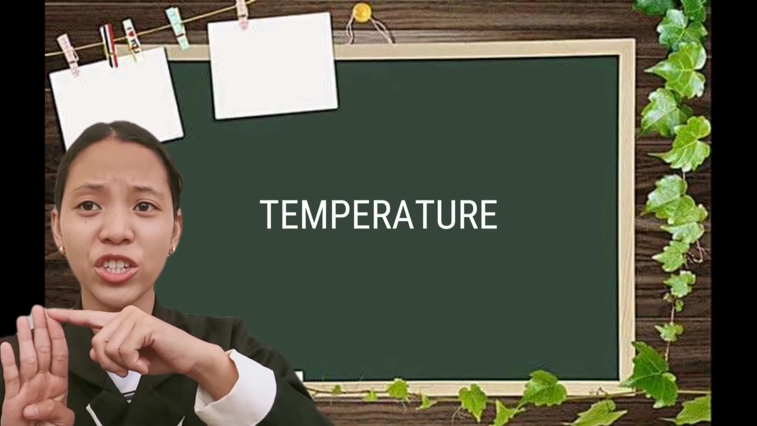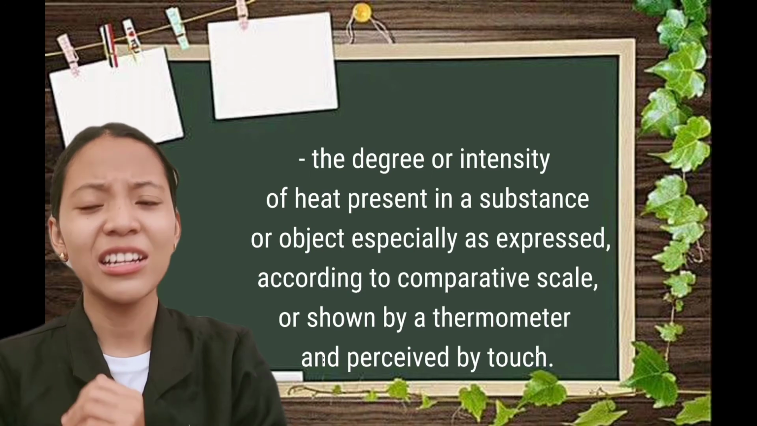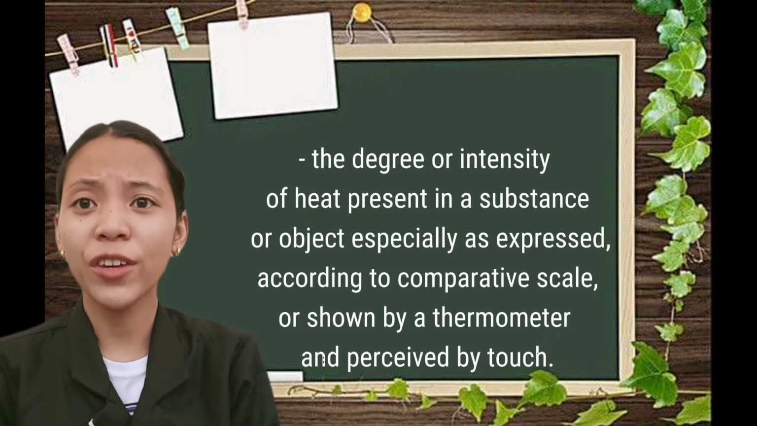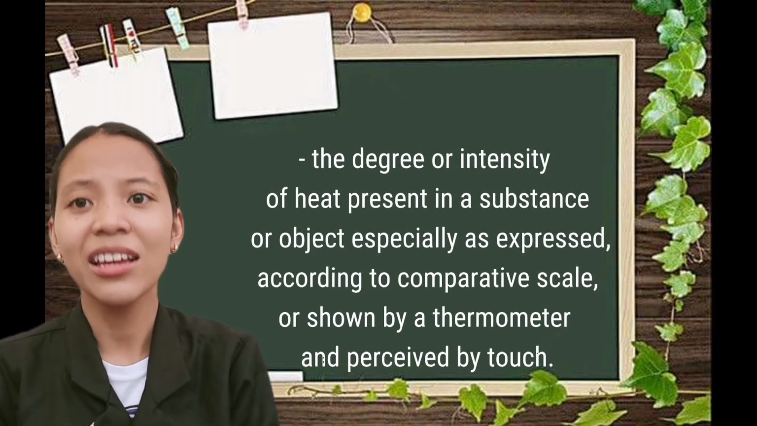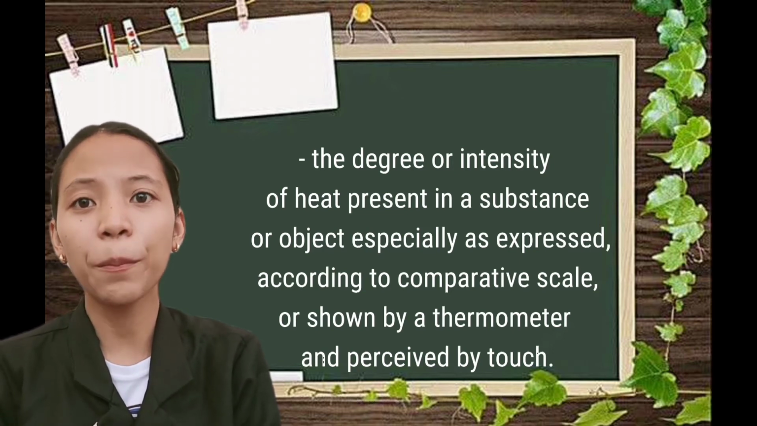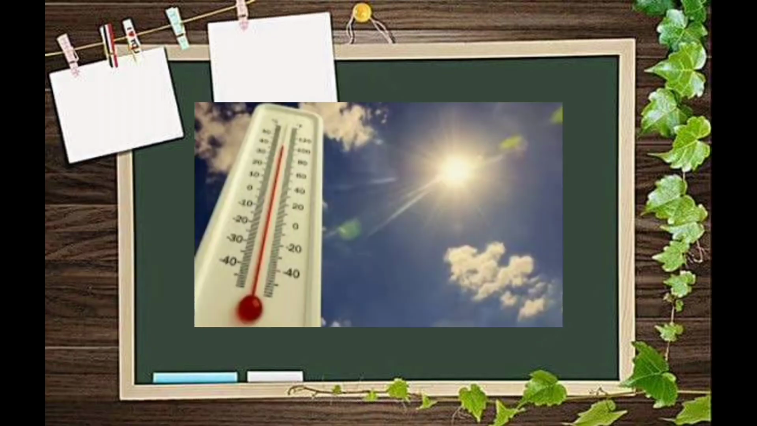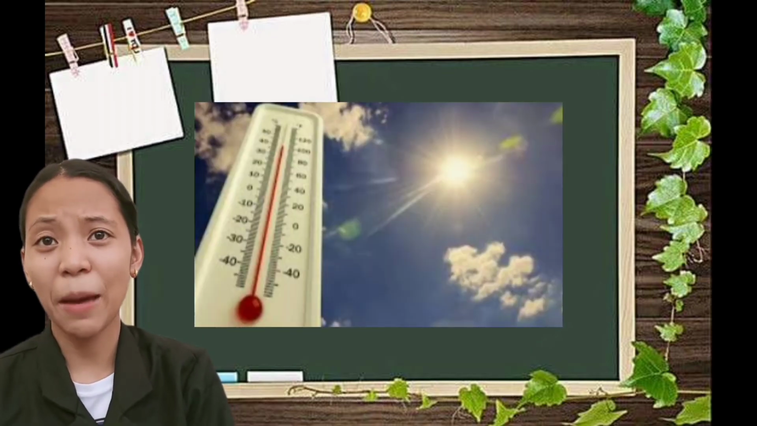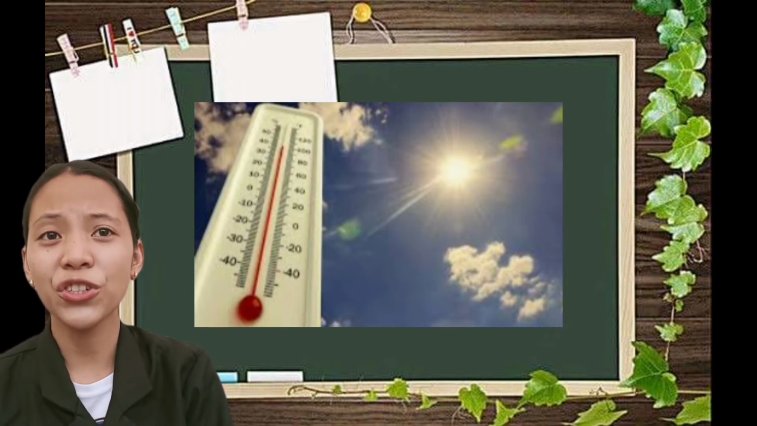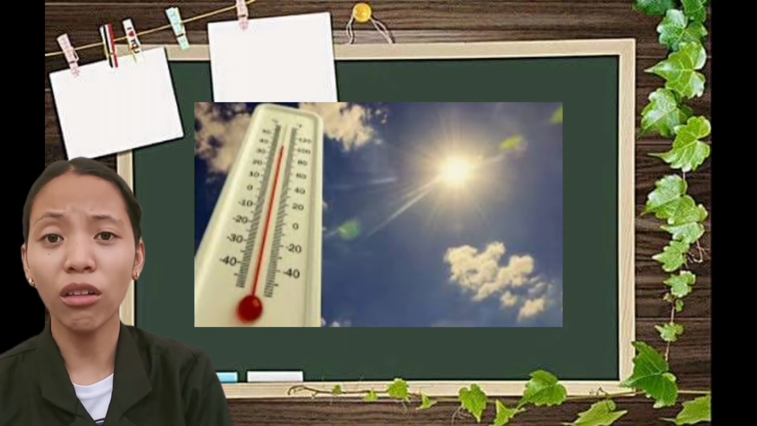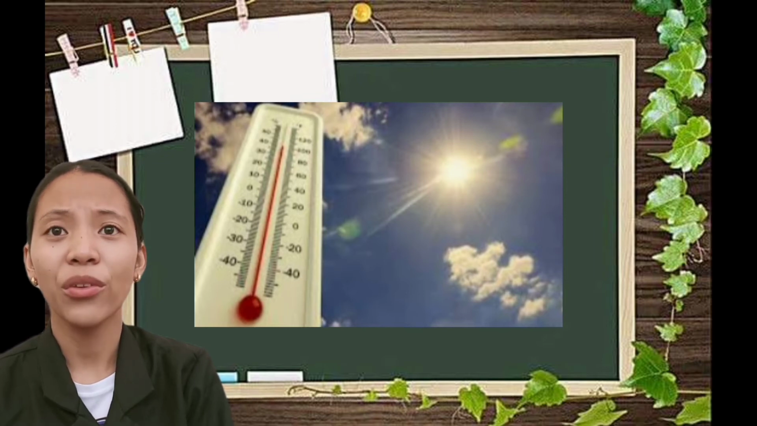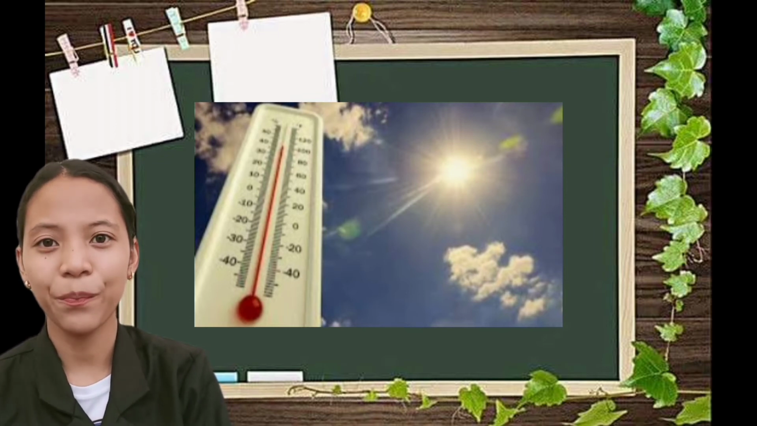Fourth is the temperature. Temperature is the degree or intensity of heat present in a substance or object, especially as expressed according to a comparative scale and shown by a thermometer or perceived by touch. The optimal temperature for phytoplankton cultures is generally between 20 and 24 degrees Celsius, although this may vary with the composition of the culture medium, the species, and the strain cultured.